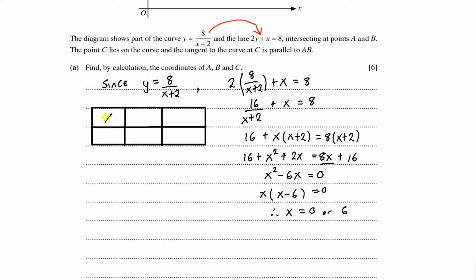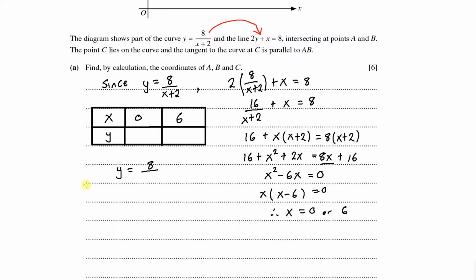So we have x values here as 0 and 6. So we now need the y values. Okay, so I can use any one of the two equations. Let's use y is equal to 8 over x plus 2. So we're saying y is equal to 8 over x plus 2.